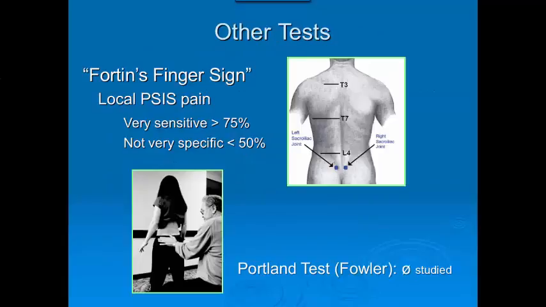Other tests include Fortin's finger sign, which is essentially established by the history. When the patient identifies the origin of their pain being local to the PSIS, it is found to be quite sensitive and moderately specific to SI joint pain. Another test, the Portland test, developed by Cliff Fowler, which is an assessment of the stability and or function of the SI joint, has not been studied in peer-reviewed literature.